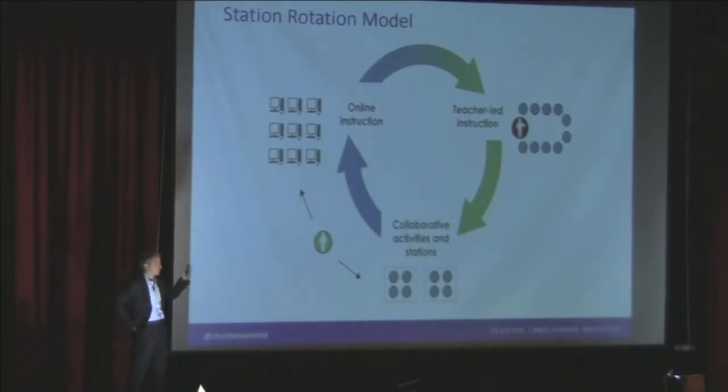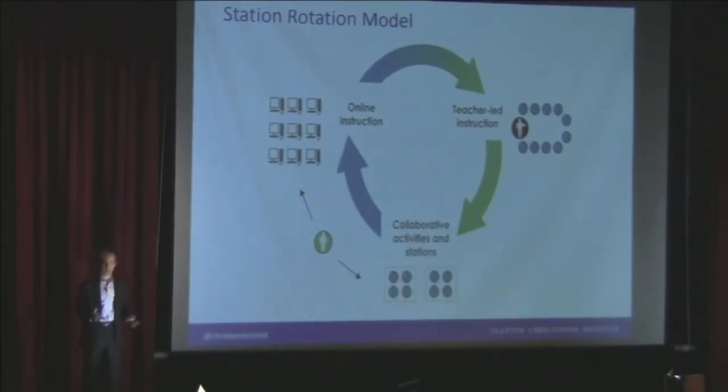The station rotation model is a very popular one we're seeing right now, particularly in elementary schools, because a lot of elementary schools have been rooted in a centers-based model for many, many years. So students rotate among different centers of activities, right? And now in the station rotation model, one of those centers is simply online learning, right?